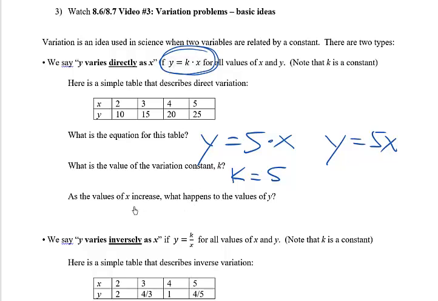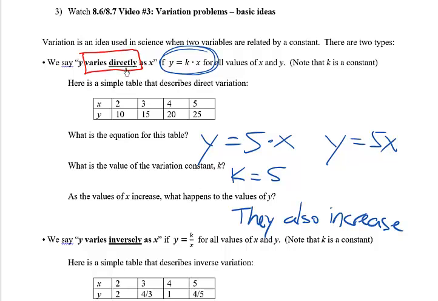Last question by way of introduction here with direct variation. As the values of x increase, what happens to the value of y? You can see the x is going up, 2, 3, 4, 5. We'll take a look at the y's, 10, 15, 20, 25. They increase as well. The main thing you need to remember is that when you read the word direct in association with variation, this equation needs to come to mind, y equals k times x.